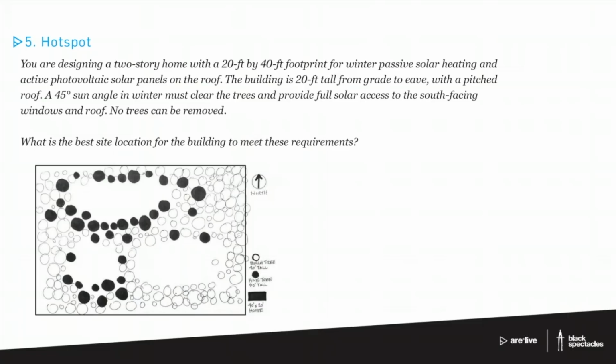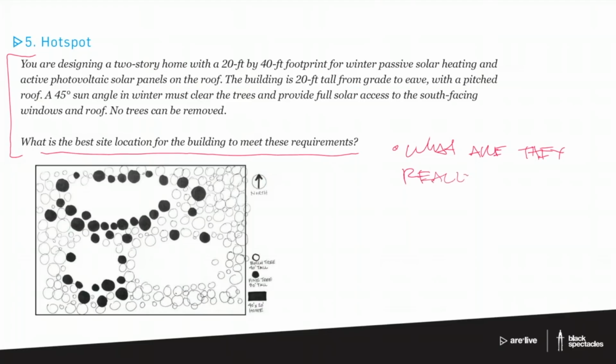So before even looking at my available options, let's look at the question and see what they're giving us. So we have a 2-story home that we need to put on a plot of land. We know that there's a cold climate because they're talking about winter passive solar heating. And we know that they really want to get as much PV or as much daylighting or solar energy as they can with their PV panels on the roof.